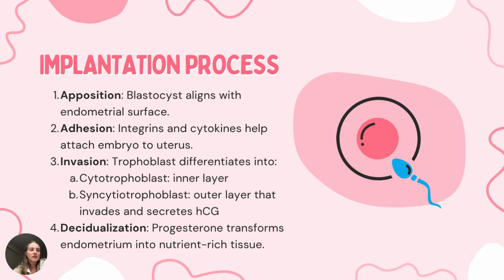And then next is invasion. Invasion occurs as the outer trophoblast cells differentiate into two layers, the cytotrophoblast and the syncytiotrophoblast. The cytotrophoblast is the inner layer, and the syncytiotrophoblast is the outer layer that invades and then secretes the HCG. Once it secretes the HCG, it signals the maternal system to maintain the progesterone production. And progesterone drives the decidualization, transforming the endometrium into the nutrient-rich tissue that supports the embryo.